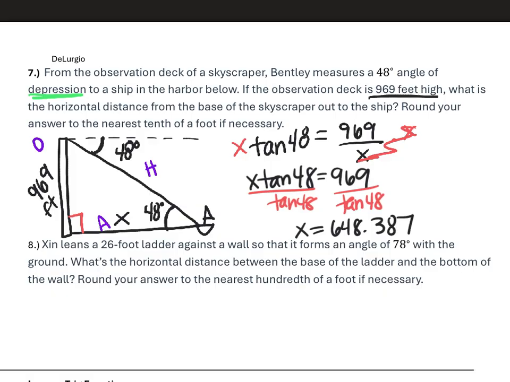Oh, did I do it wrong? Hold on. Okay. I'm not sure what I did. 872. Yep. To the nearest tenth, 0.5. And this would be feet, which is the distance from the skyscraper to the boat in the harbor.